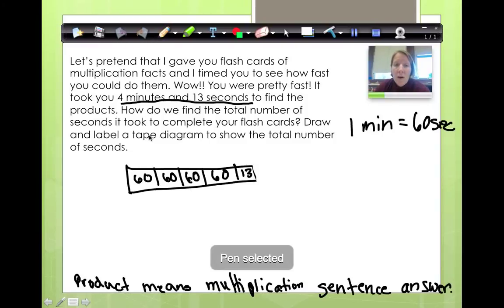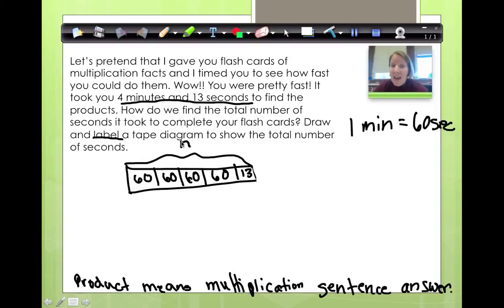Okay, now, are we done? No, because it says we have to label it. If you draw it, you label it. Okay, so what do we want to know? We want to know the total. So let's say n is our total number of seconds. Actually, they want us to do something else. Hang on, please erase. Right here. They want this right here to be n, to know how many seconds are in 4 minutes. And then right here, they wanted the total to be t, for total.